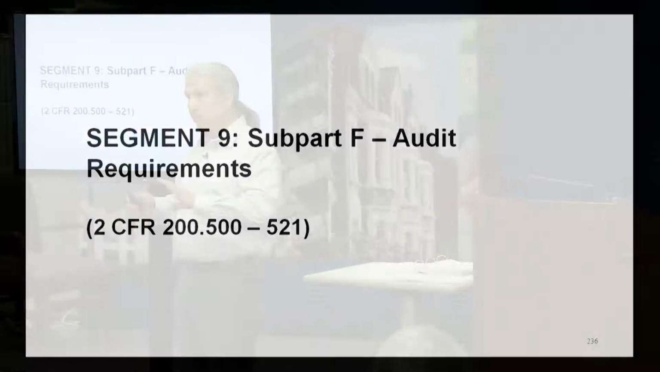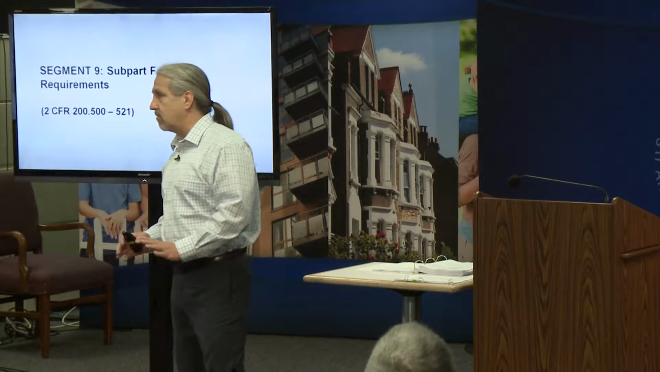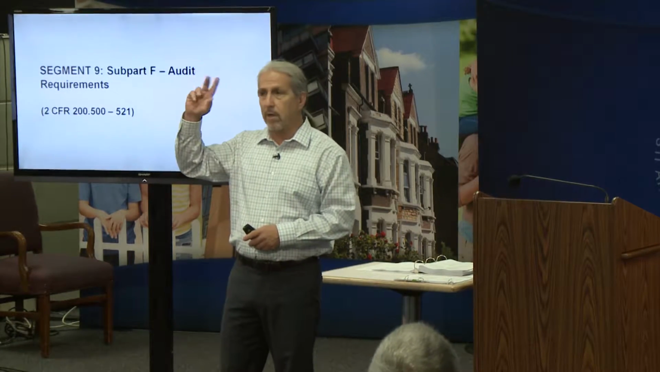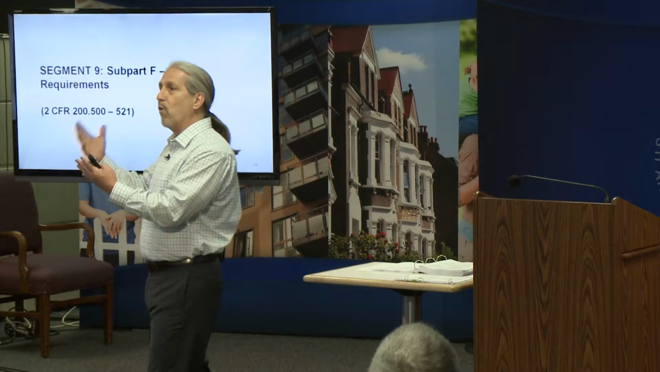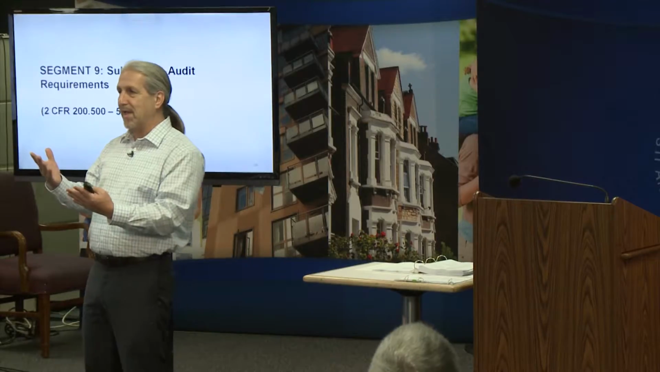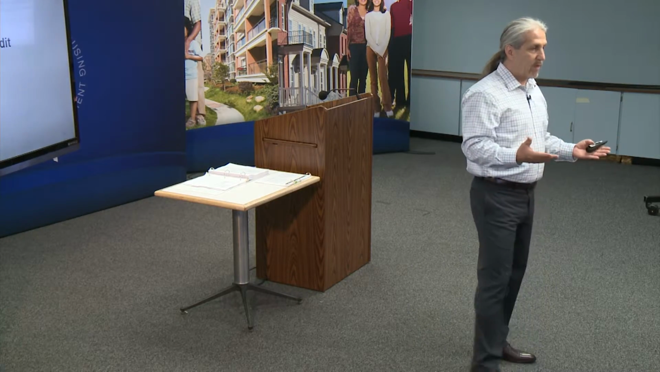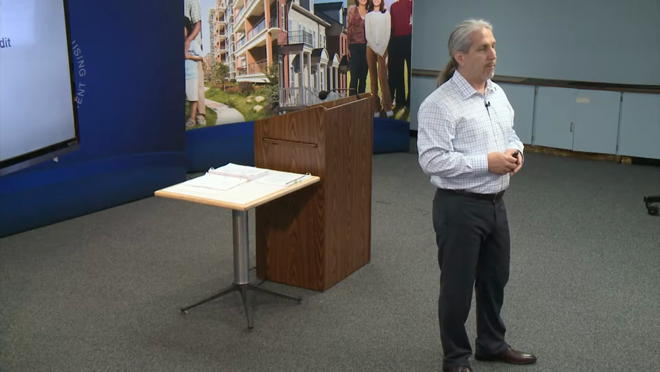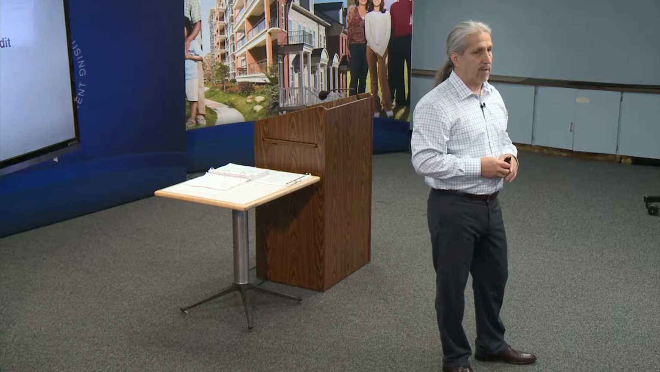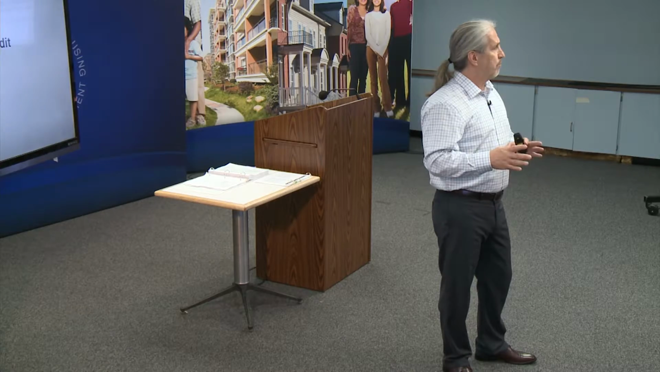For now, we are focused on subpart F, audit requirements, 200.500 through 200.521. How many can tell me what was the OMB circular that this came from? The law? Anybody? A-133, great. So you're probably all very familiar with A-133. We've gone through a few audits, so you will recognize much of this text. So what we're really doing here is focusing on things that have changed.